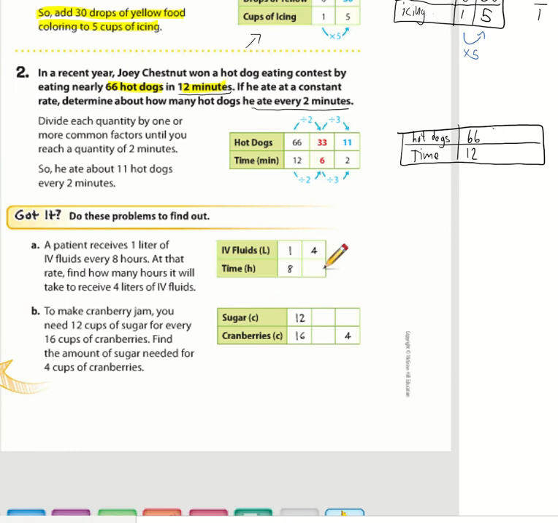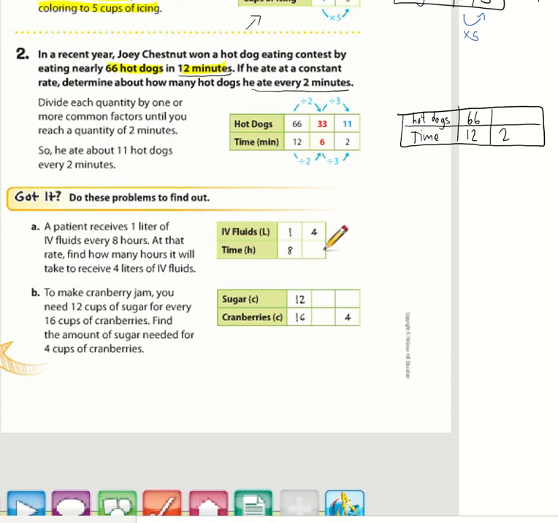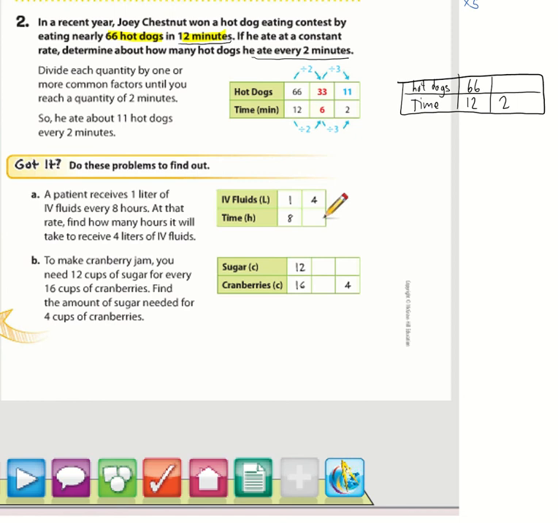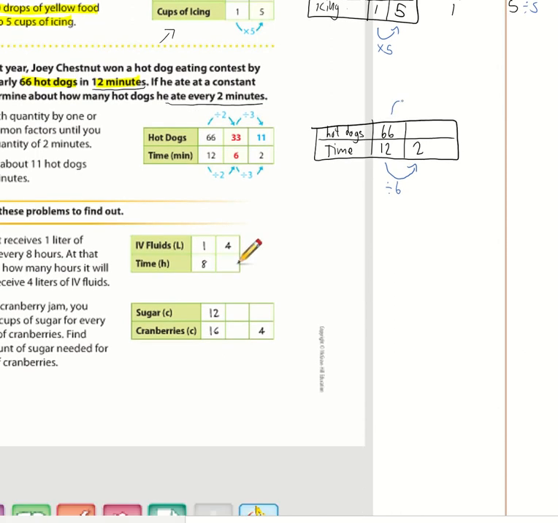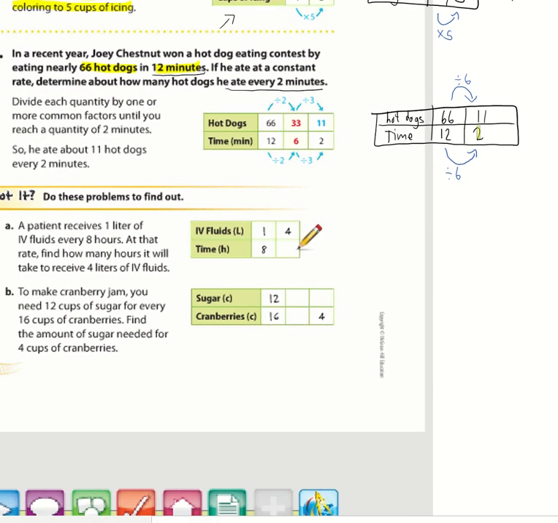Now we need to get from 12 to 2. I'm actually going to skip a step because I know we can. To get from 12 to 2, we have to remember it has to be division or multiplication because we're working with ratios. To get from 12 to 2, I can divide by 6. And the nice thing is, 66 also divides by 6. So 12 divided by 6 equals 2. We're dividing because now it gets smaller. Previously it got bigger, so we multiplied. So whatever I do to the bottom, I'm also going to do to the top. So 66 divided by 6 gives me 11. So I have an 11 to 2 ratio, and I have my 2 minutes, and that's exactly what it's asking. So he ate about 11 hot dogs every 2 minutes.